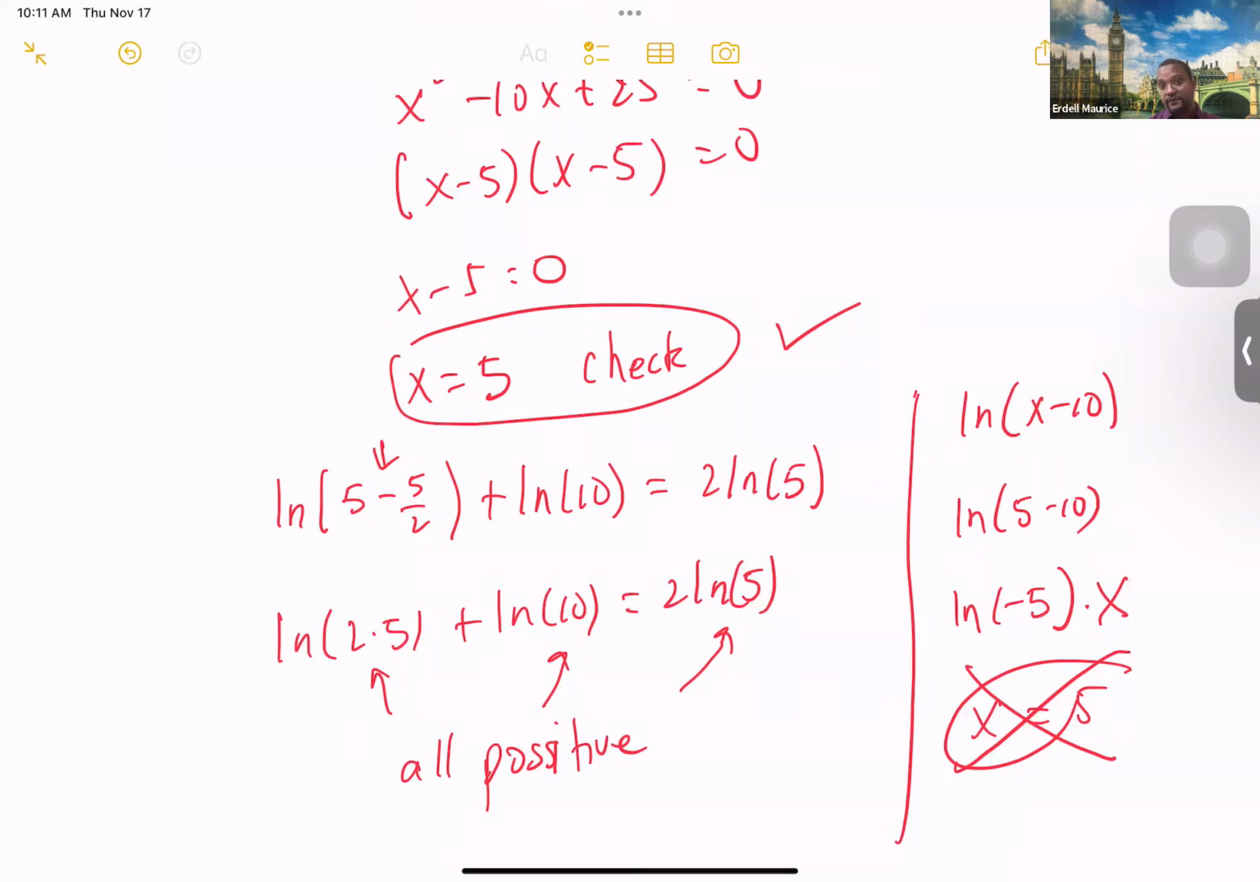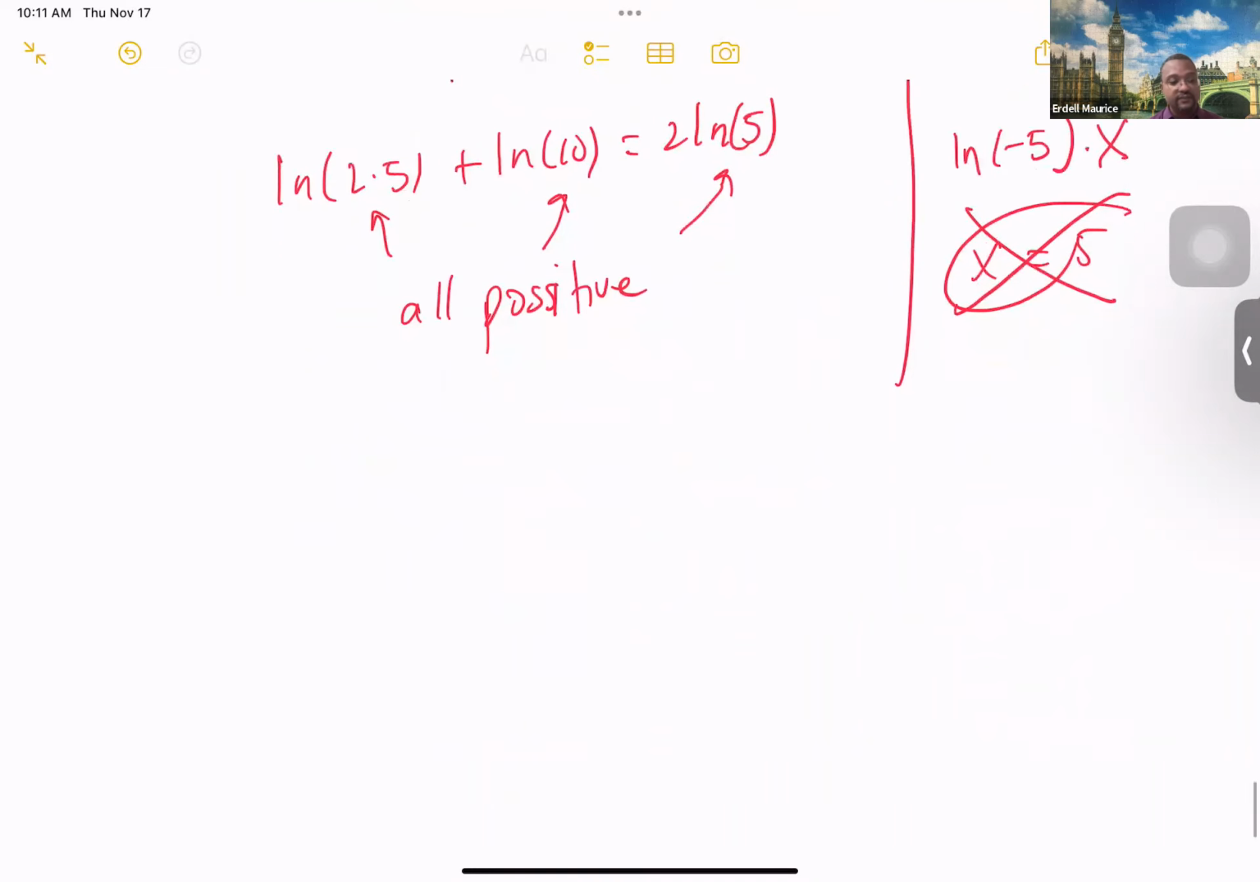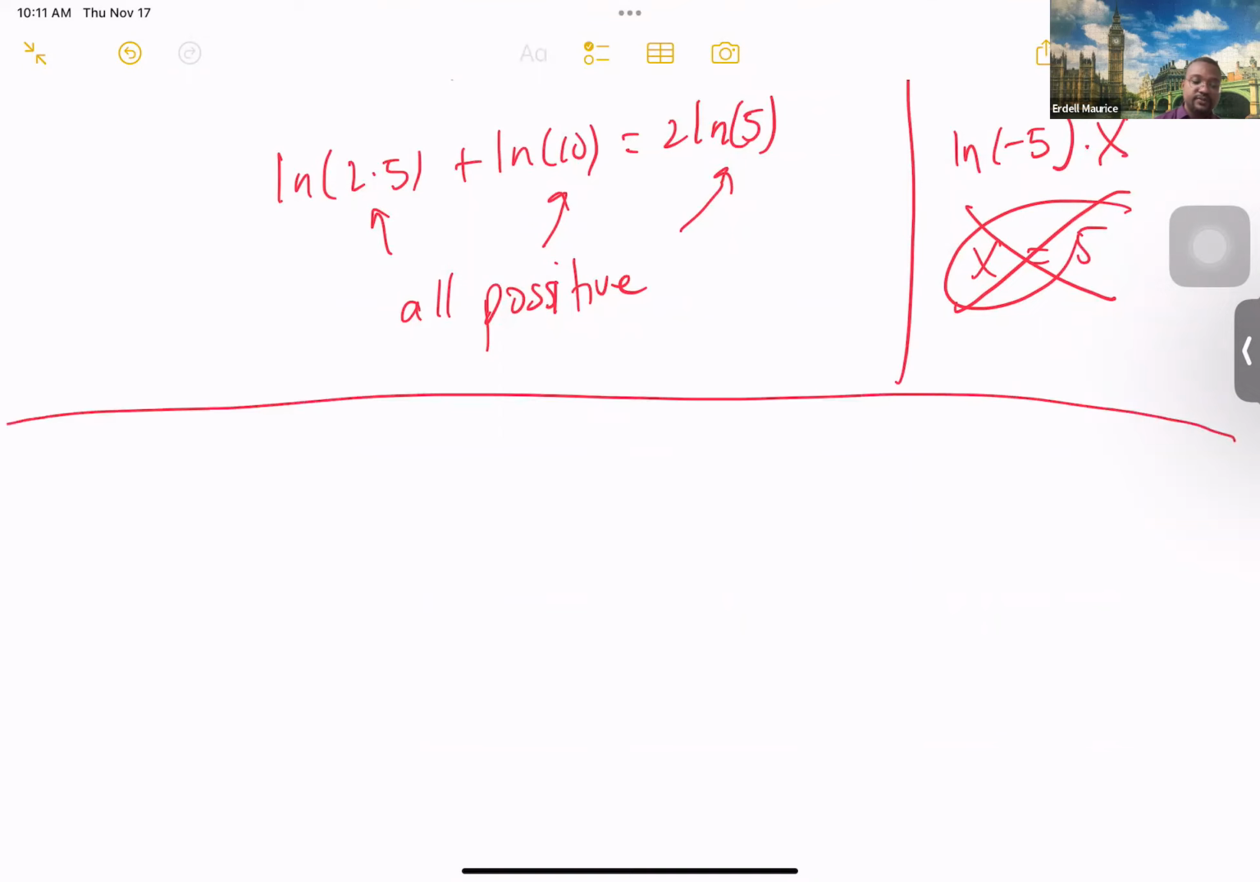Questions there? All right, and so that takes us to the last section, I believe. Yeah, and our last section right here is your properties of logarithms, your laws of logarithms. So you have the log laws.